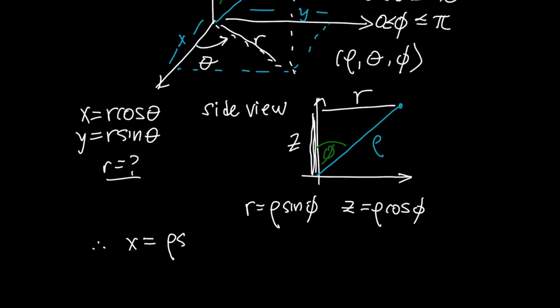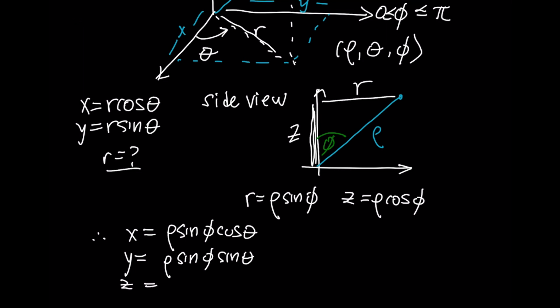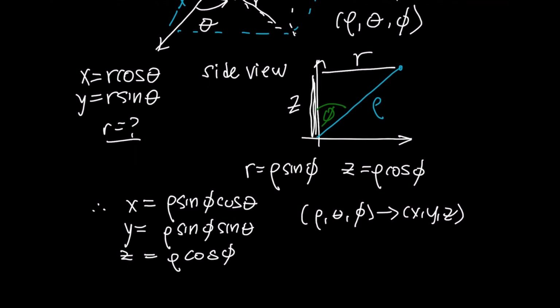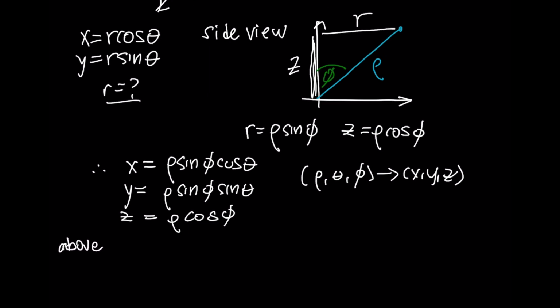x will be rho sine phi cosine theta in spherical coordinates. y will be rho sine phi sine theta. And just from above, z is rho cosine of phi. So this is what you would use if you had spherical coordinates and you wanted to get into Cartesian coordinates. Now, at the same time, we want to be able to go the other way.